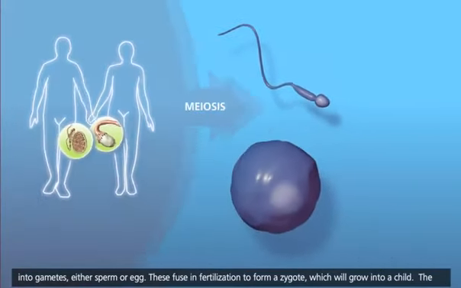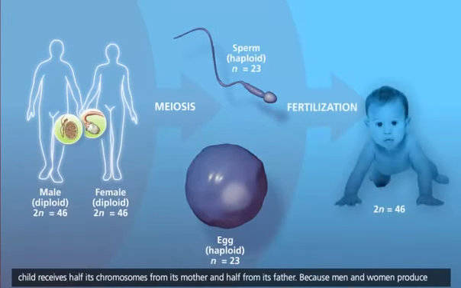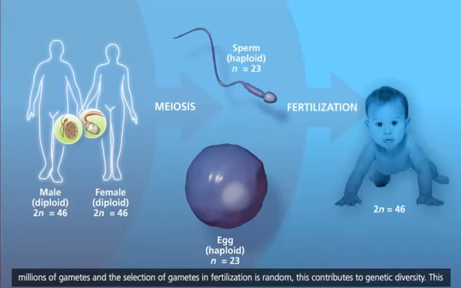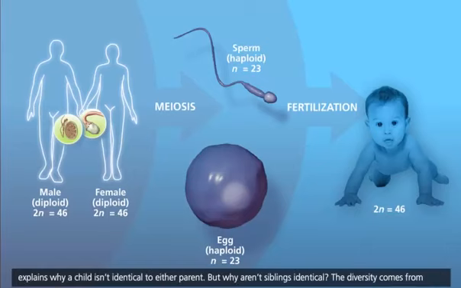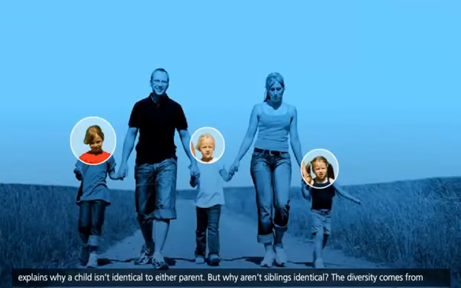These fuse in fertilization to form a zygote, which will grow into a child. The child receives half its chromosomes from its mother and half from its father. Because men and women produce millions of gametes, and the selection of gametes in fertilization is random, this contributes to genetic diversity. This explains why a child isn't identical to either parent. But why aren't siblings identical?